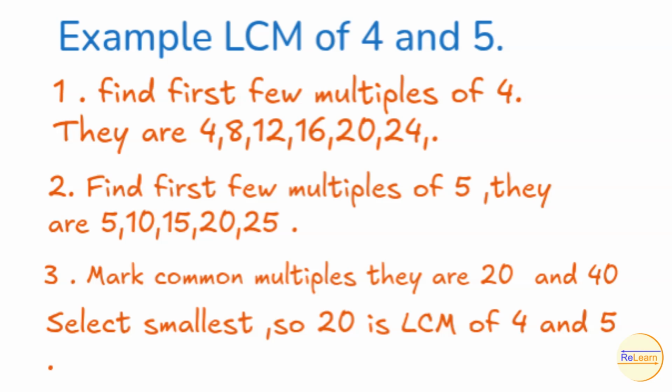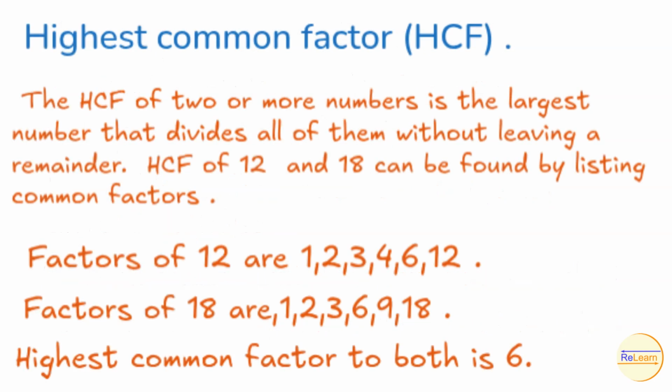Example: LCM of 4 and 5. 1. Find first few multiples of 4. They are 4, 8, 12, 16, 20, 24. 2. Find first few multiples of 5. They are 5, 10, 15, 20, 25. 3. Mark common multiples. They are 20 and 40. Select smallest, so 20 is the LCM of 4 and 5.